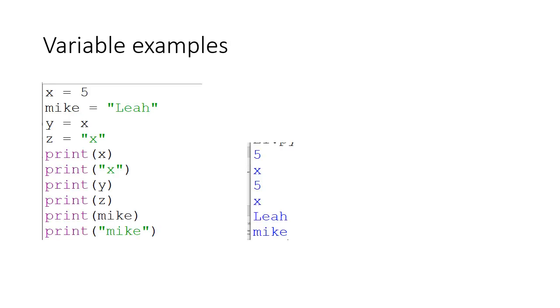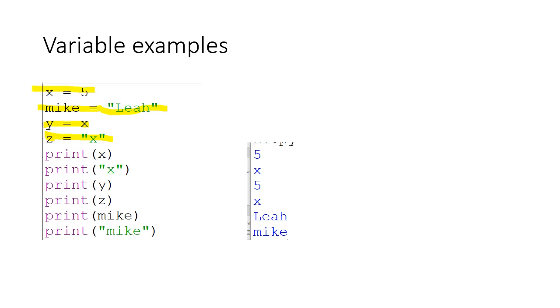Right, here are some examples of variables. So for example, we set x equal to 5 here. So x equals 5. And we set the variable Mike equal to the word Leah. Now y equals x, and x equals 5, so the variable y is equal to the number 5, and it's the int 5, since it's got no decimal points after it. z equals the letter x.